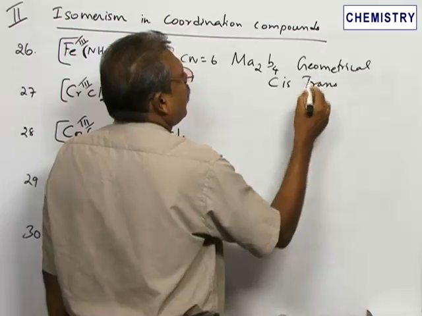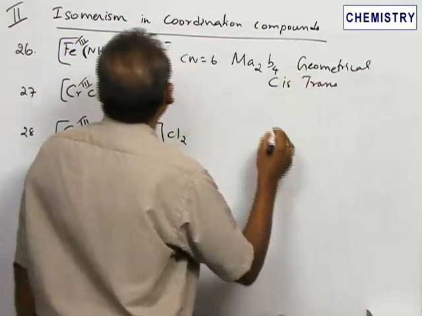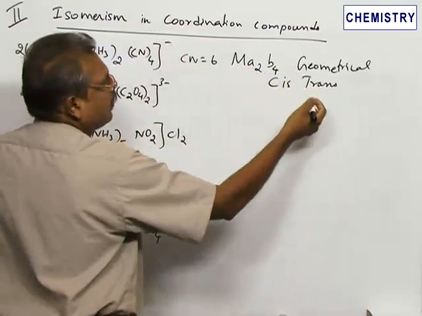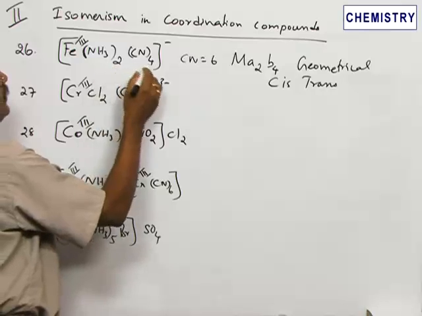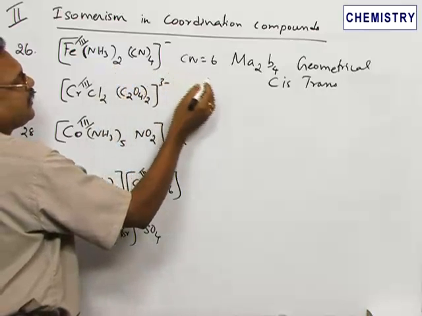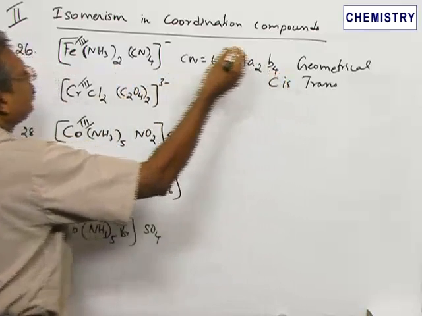Cis-trans isomerism I have already explained: the position of the trans one, at 1,6, is taken as the trans. So Fe(NH3)2(CN)4 exhibits geometrical isomerism under stereoisomerism.